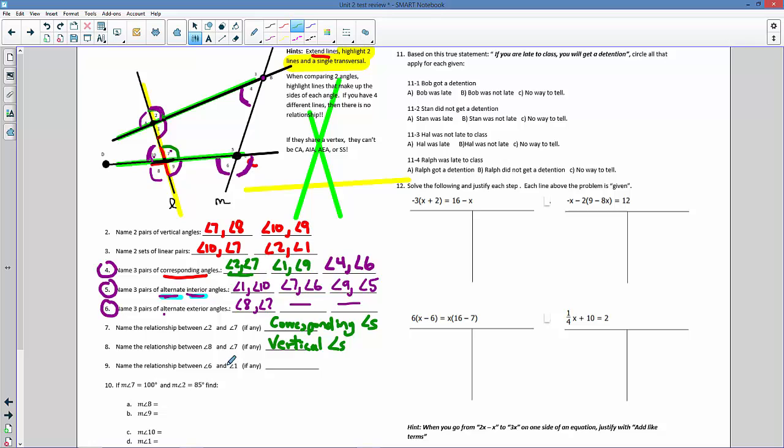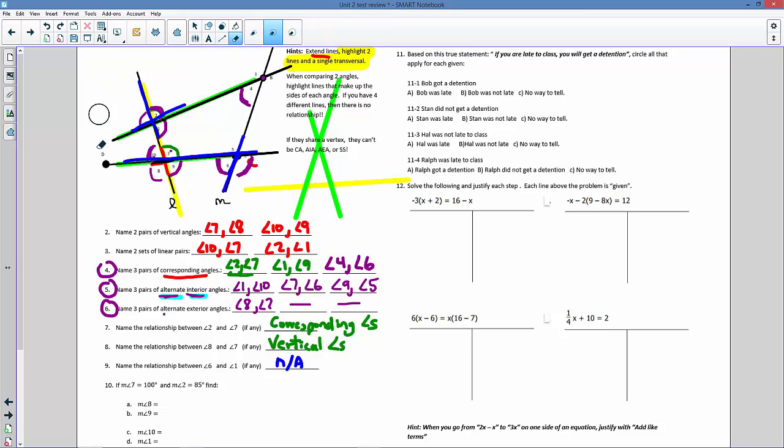Okay, name the relationship between 6 and 1. So 6 and 1 have no relationship. They're not vertical or linear pairs. They are not connected at all, right? They don't share the same line. So angle 6, let's take a nice blue color, has these two lines as its sides, and angle 2 has these two lines. So none of the lines are the same, so there's no transversal. So we just put DNE or NA, not applicable, whatever you want to do.